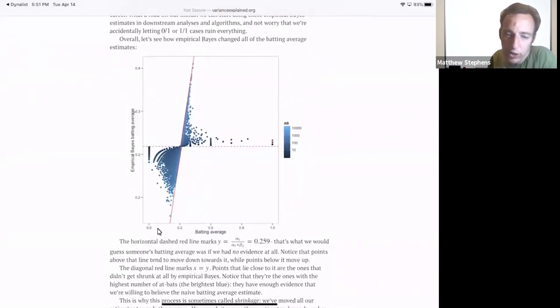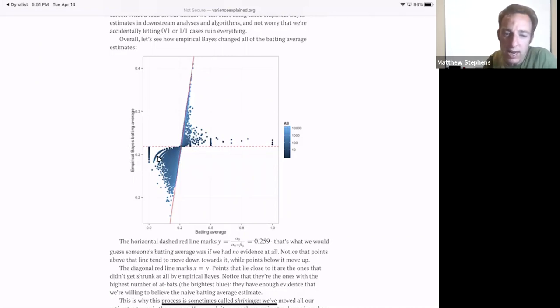So what this graph shows, and it's important to understand, is essentially this is the MLE on the x-axis, labeled batting average. This is the MLE, which is the number of hits divided by the number of at-bats. And it's colored according to how many at-bats. So these dark colors here are ones that didn't have that many at-bats, and these lighter colors up here are ones that had a lot of at-bats. Okay. And then this is the empirical Bayes posterior mean estimate of each individual's batting average.